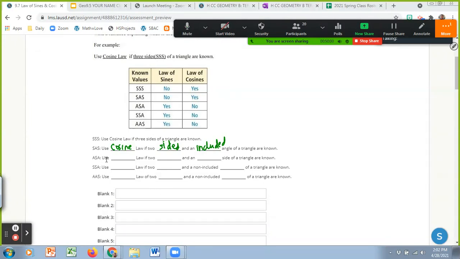Okay, so this one will be use. So ASA now. So you're gonna use sine law. Don't put S. Just put sine. There you go. Use sine law if two blank. If two blank. So two angles because it's two letter A's. And an included side. You get the pattern?